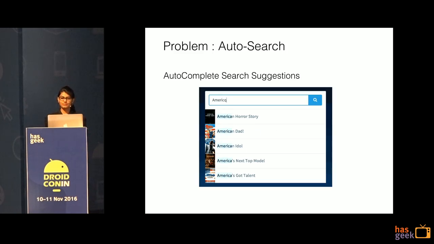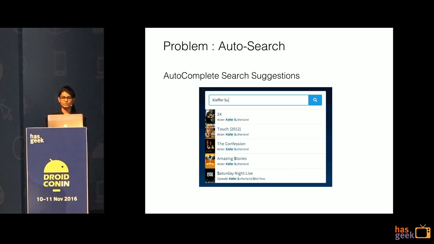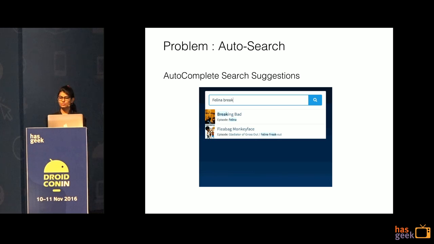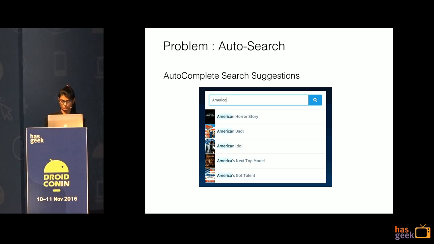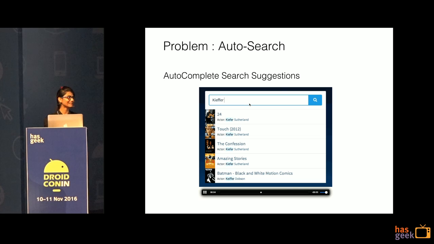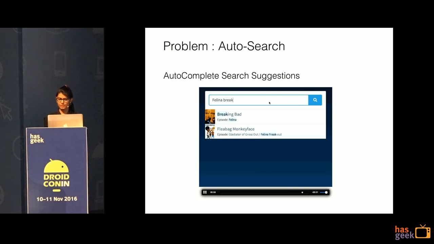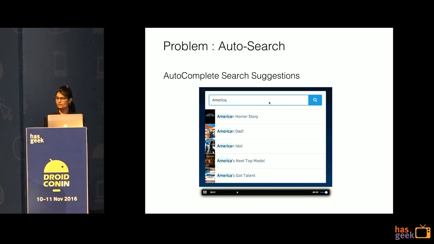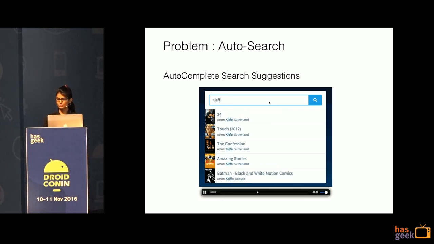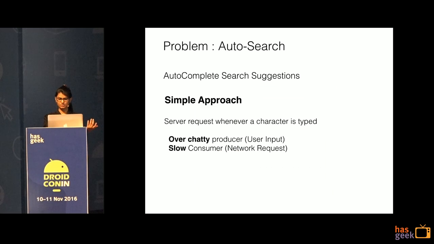The next problem is the autosearch problem. This is the problem when we need to show some kind of autocomplete suggestions. As you can see, whenever a person types any character, we place a network call for each and every character. This is not so optimized. This is the simple approach: whenever any character is typed, place a network request, get the results, and show them as an autocomplete list.